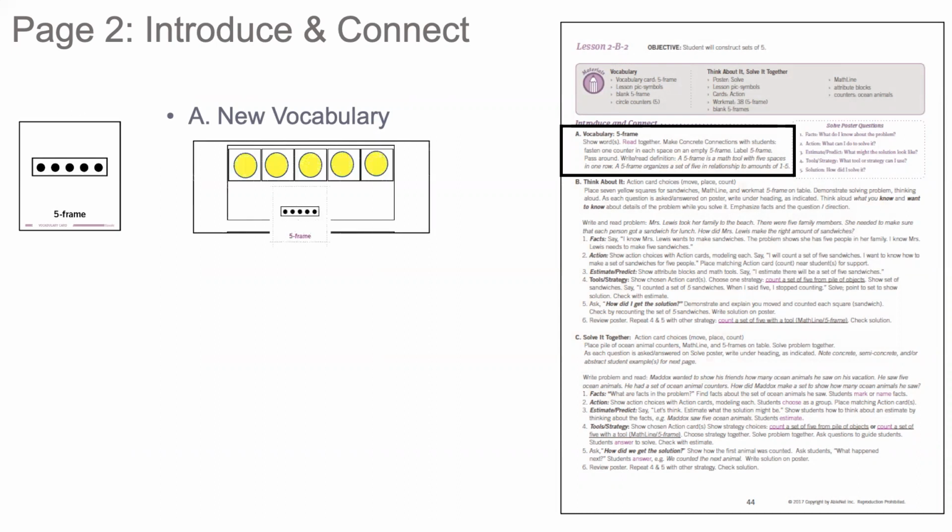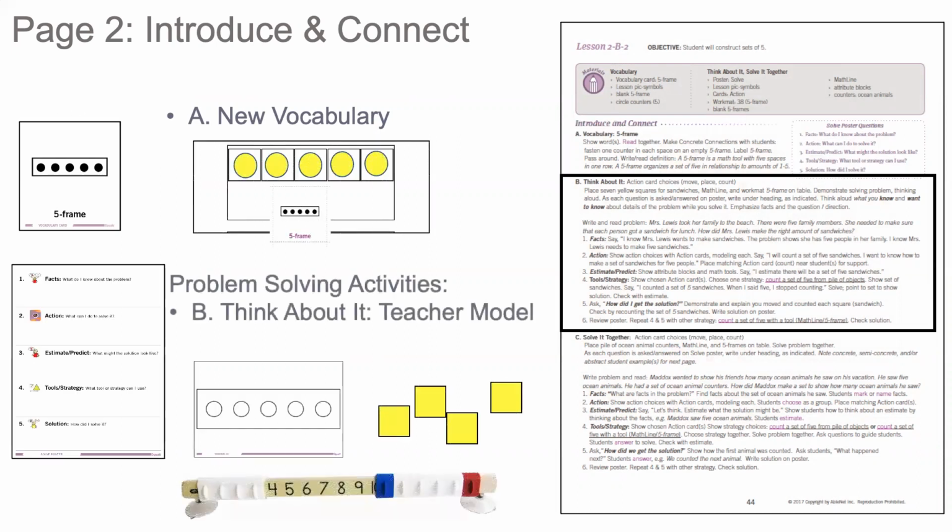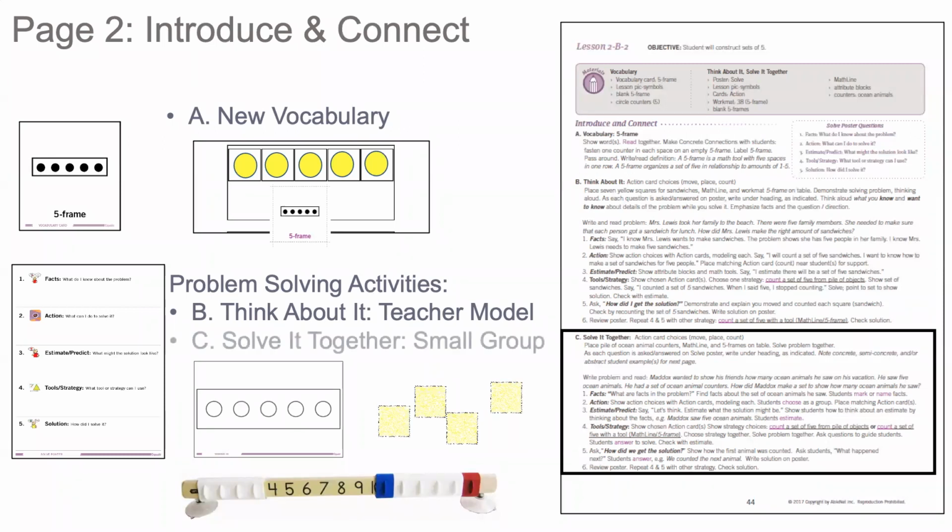The second activity is think about it. During this activity, the teacher models how to solve a problem using lesson materials and the problem-solving process. This important model is then used in the next activity, solve it together. This is a group problem-solving opportunity where students work with the familiar lesson materials to solve a problem collaboratively.